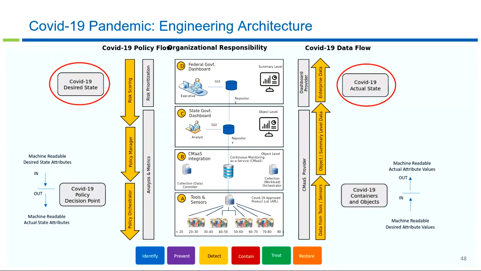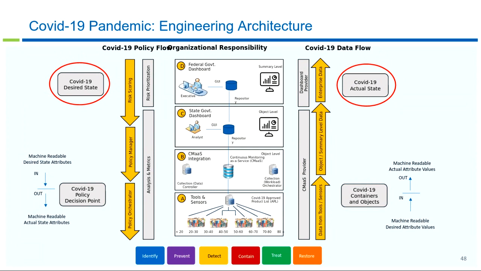The integration there of the dashboard to the sensors is basically at level B, where we collect the information from the sensors and compare that with the desired state from the dashboards to come up with an actual score. And the tools and sensors, again, at the operational level, are really used to collect that information. So the information, again, is in the identify, prevent, detect, contain, treat, and restore. That's what the tools and sensors allow us to do.